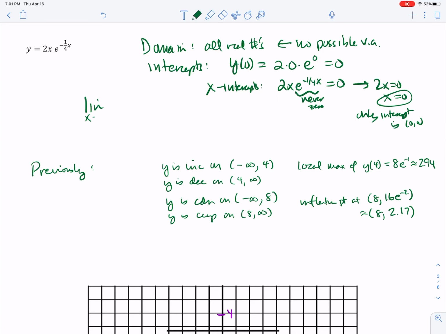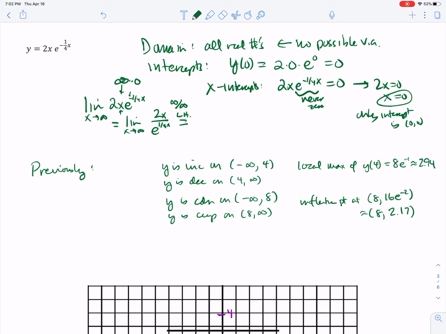Limits at infinity require a little bit of care. In this case, we're going to be using L'Hopital's rule because this is going to be an infinity times 0 form. x is getting really big, but with this negative exponent right here, e to the minus 1/4 x is getting really small. So remember what we do with an infinity times 0 form. I'm going to write this as 2x over e to the 1/4 x. I take the reciprocal of one of the functions, so I can get, in this case, an infinity over infinity form.